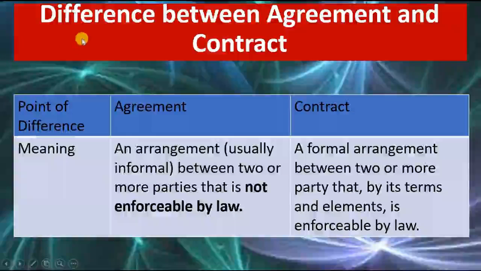So here the next concept is differences between agreements and contracts. There are slight differences that we have already encountered, but let us put it in a table form. The first one: an agreement between two or more parties that is not enforceable by law. You should remember, it is not enforceable by law. It's just a promise consisting of offer plus acceptance, but we cannot enforce it by law. But a contract is, or necessarily should be, enforceable by law.